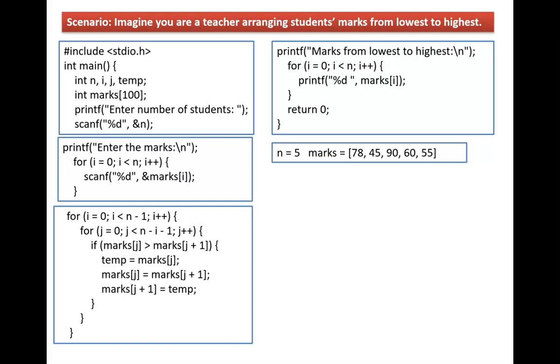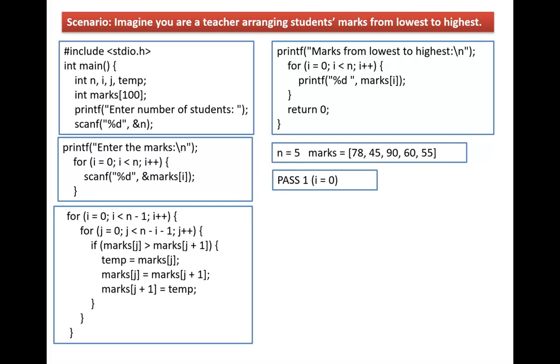Now let us understand the core part of the program. So n is equal to 5. There are 5 marks: 78, 45, 90, 60 and 55. I'm going to teach you the first pass and you will do the other passes yourself. Pass 1. Outer loop, i is equal to 0.